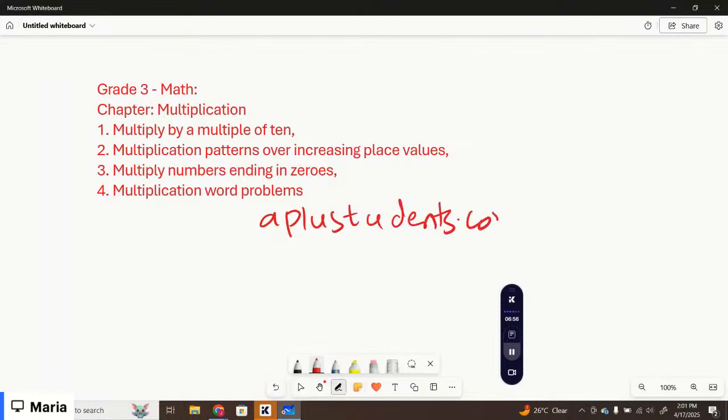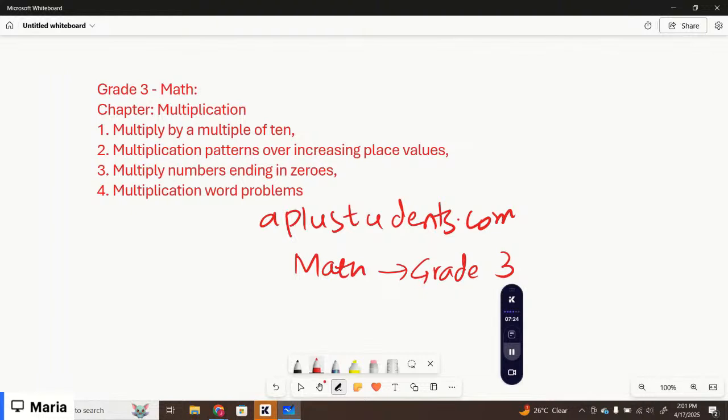You have to log in there using your email address, and the password is provided by the administrator. Then you have to select math from the subject tab. Scroll down to grade 3 math and then click on view all lessons. There you can find the list of the chapters. We're going to start with the chapter multiplication.